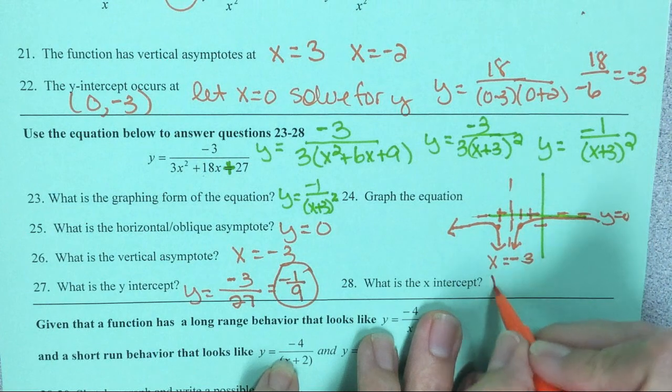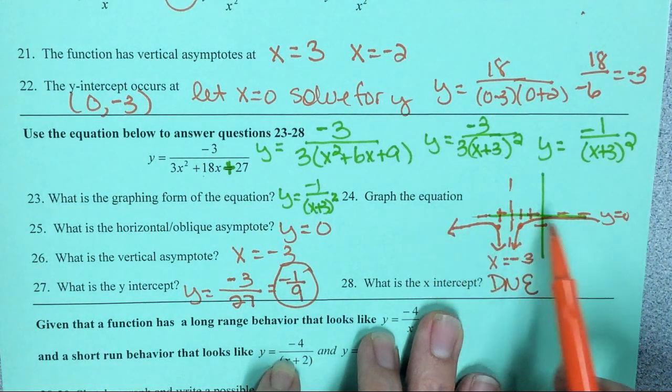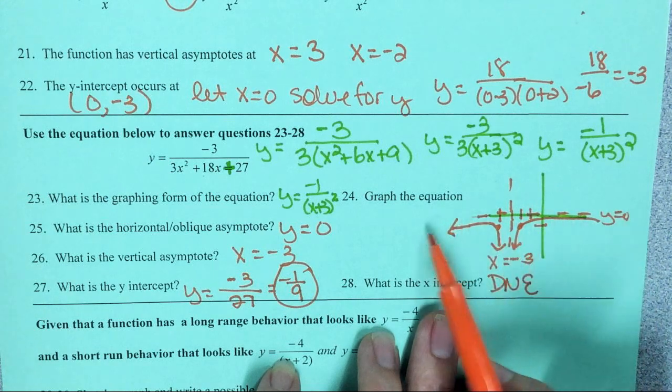My x-intercept does not exist. This function will never, ever, ever touch the x-axis because of that horizontal asymptote.